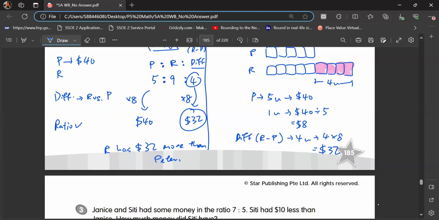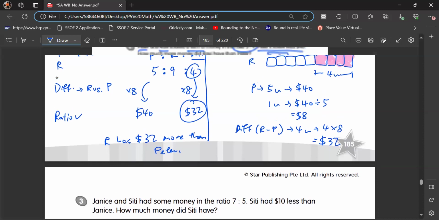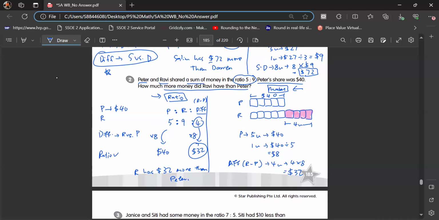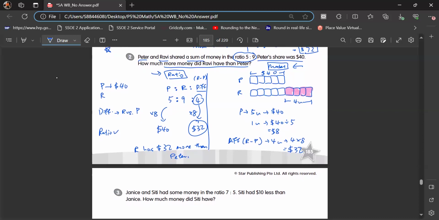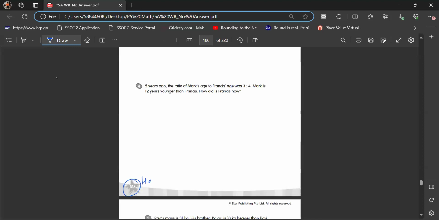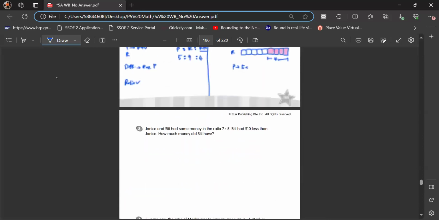Okay, for page 186 question, you decide which one you are going to adopt. Is it the ratio or the model? You can do both. That is great, excellent. Honestly, you can do both. Organize your work in a neat manner. Ryan, write neatly, practice writing smaller and neatly. So page 186, I'm going to put this as homework. You try to do it on your own. Choose either of the methods.